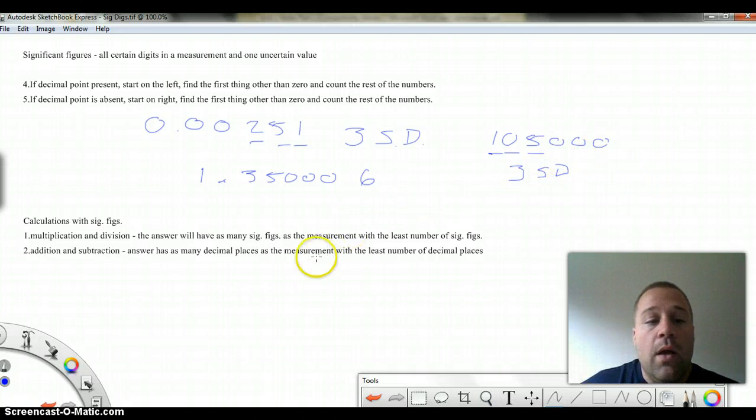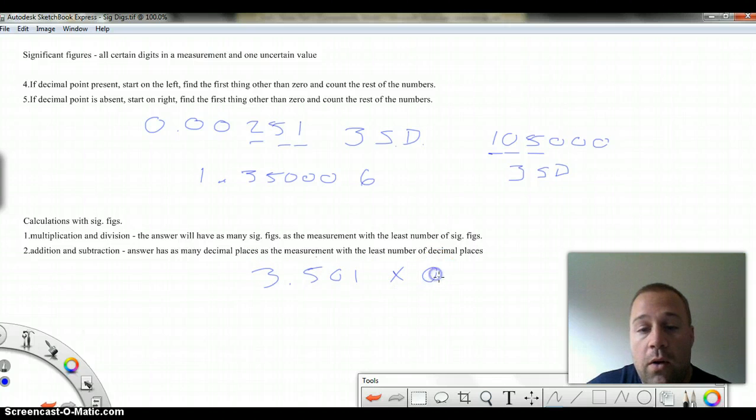As far as math with significant digits, we're not really going to concern ourselves too much with this throughout the year. As long as you're pretty close on most of them, I'm going to be okay with it. But we'll just go through the rules real quick. If you're going to multiply or divide, your answer is going to have as many significant digits as the number that you started with that has the fewer. So let's say you had 3.501 times 0.002.